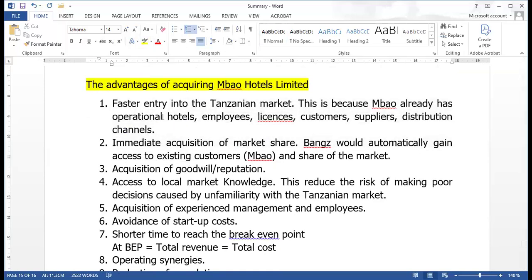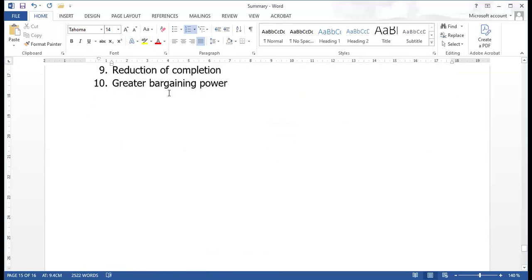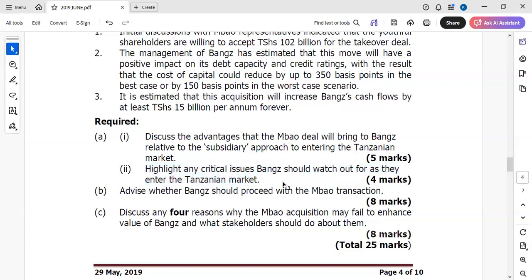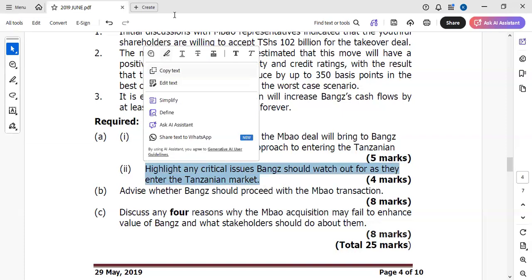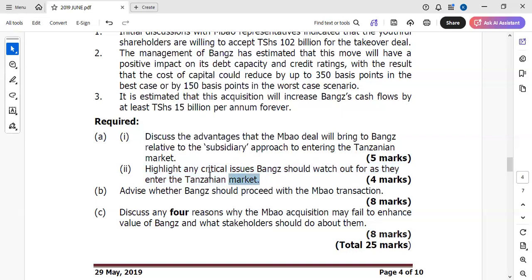or you have entered the Tanzanian market. There are things that we need to watch out. As you enter the Tanzanian market, there are critical things that you need to watch out. Now, this question is not really specific on the method you have used to enter the Tanzanian market. You can just answer, because you may find that you have entered through acquisition or through establishing a new business.